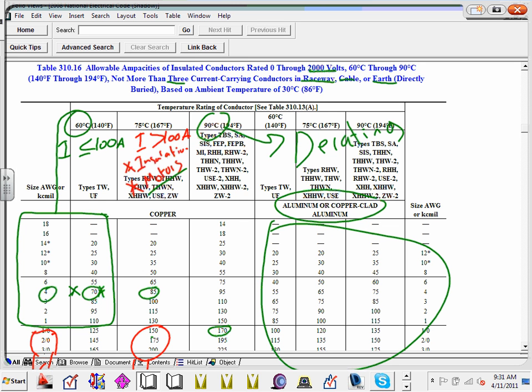Say I have 500 kcmil, and I decided to use a TW insulation on it. You're right under the 60-degree column, regardless. That's why, guys, most of the time we use THHN/THW. That will put us right into the 75-degree column for everything that we do. Then all we have to worry about now is the derating based on temperature and so forth. Any question about this? And you're not going to hear me talking about these again.